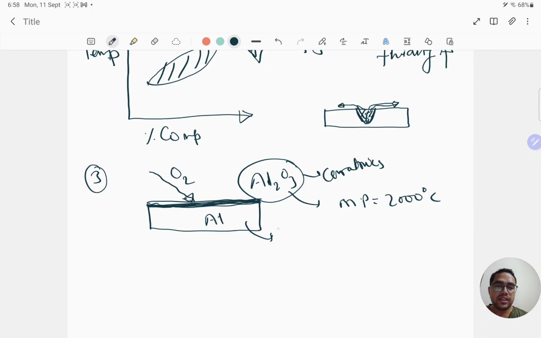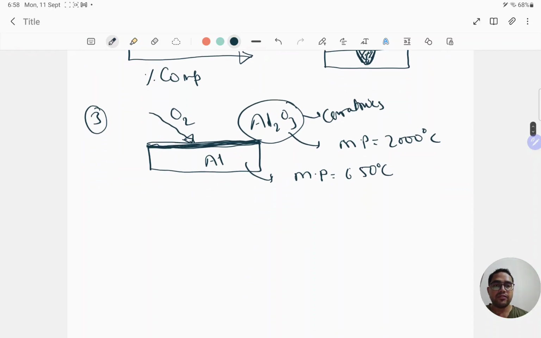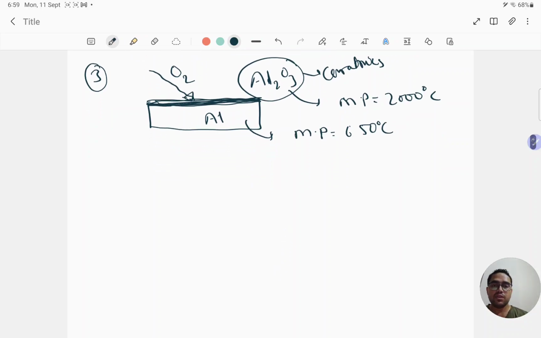At the lower end, aluminum has a melting point of around 650 degrees centigrade. So this is the major difference between the melting point of aluminum oxide and aluminum. Due to this, we have to remove this aluminum oxide layer for better welding. So for that we use DC welding.